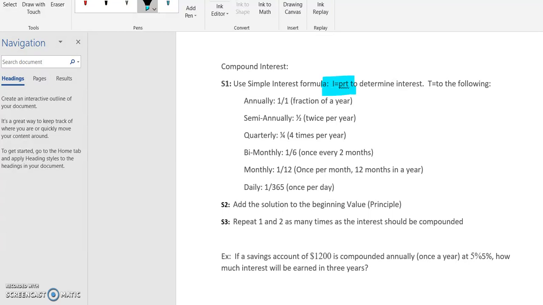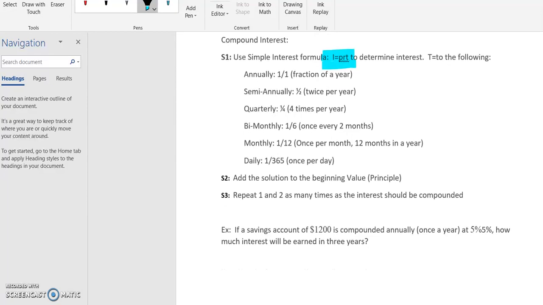Now, my time is going to change in this case. Annually is just going to be 1 over 1. Remember, it's a fraction of a year, so that's going to be 1. Semi-annually means twice a year. If I do a semi-annual sale, it's going to happen twice. So that is 1 out of 2 times a year. Quarterly would be 1/4, or 4 times a year. Bi-monthly means it happens once every 2 months, or 1/6. Monthly is 1 out of 12, and daily is 1 out of 365. There are 365 days in a year.